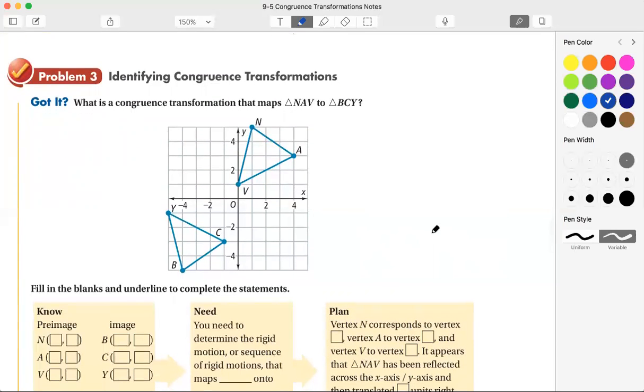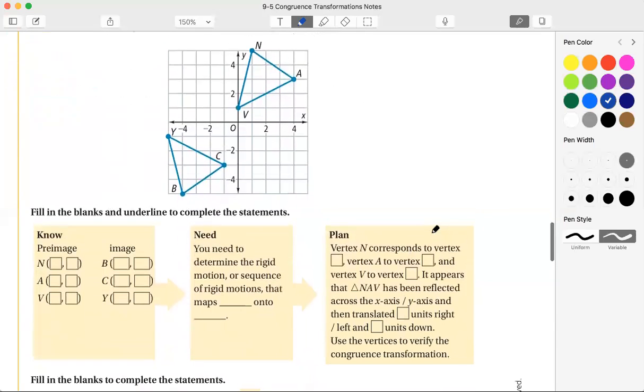What is the congruence transformation that maps triangle NAV to triangle BCY? Well, what do we need to know? We know the pre-image and the image. N is at (1, 5). A is at (4, 3). V is at (0, 1). B is at (negative 4, negative 5). C is at (negative 1, negative 3). And Y is at (negative 5, negative 1). I need to determine the rigid motion or sequence of rigid motions that maps triangle NAV onto triangle BCY.